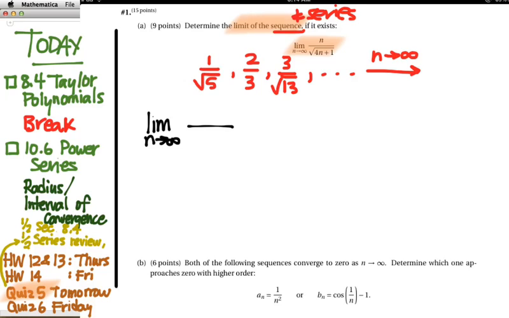What's the only tool we have here to find the limit of a sequence? Derivatives, but what derivatives of what? Where am I going to apply derivatives? L'Hopital's rule. Yeah, L'Hopital's rule, exactly.